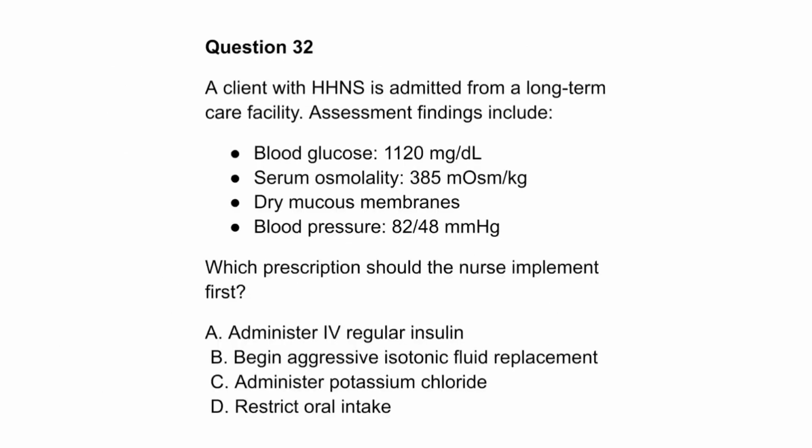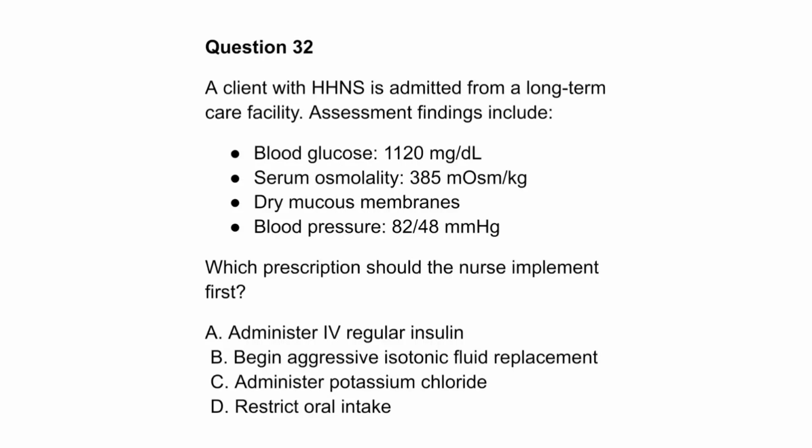Question 32. A client with HHNS is admitted from a long-term care facility. Assessment findings include blood glucose, 1,120 mg per deciliter. Serum osmolality, 385 mmOsm/kg. Dry mucous membranes. Blood pressure, 82/48 mm of mercury. Which prescription should the nurse implement first? A. Administer IV regular insulin.